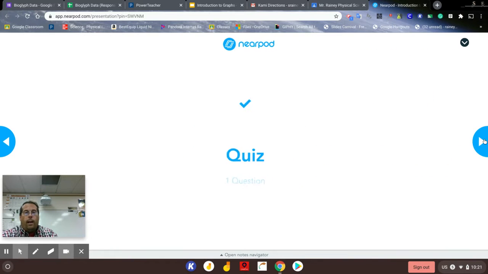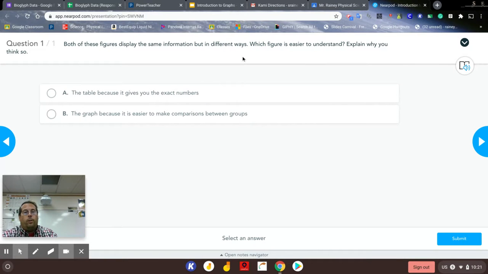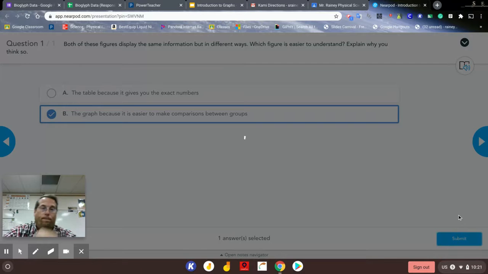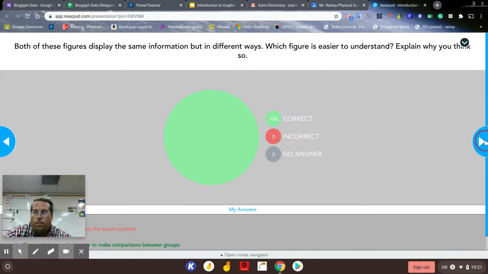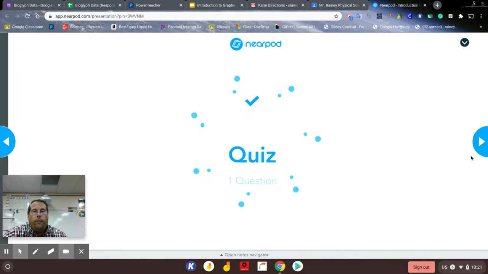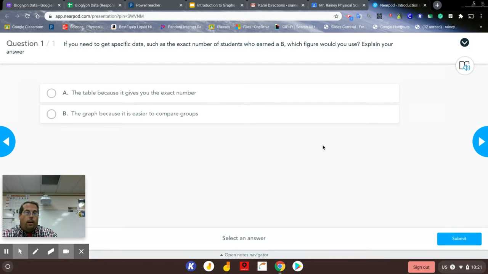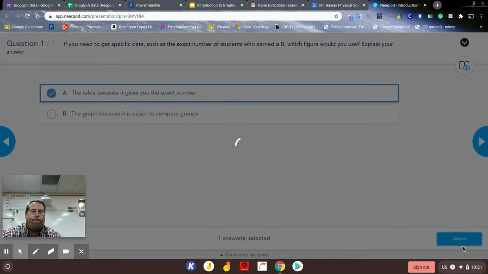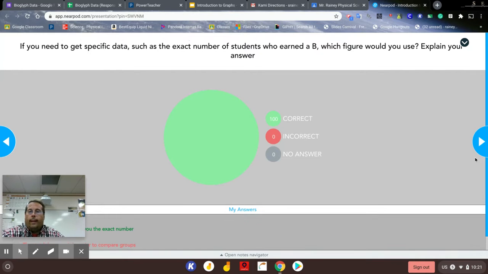We talked about how the graph and table looked compared to each other and said, based on these figures, which was easier to understand. We said it was the graph because it was easier to compare groups. And I should have made this all one quiz. I apologize. It's asking you a bunch of different stuff, but that's fine. Then it asks if I needed the exact number of students, which would I use? I use the table, because the table gives me exact numbers.